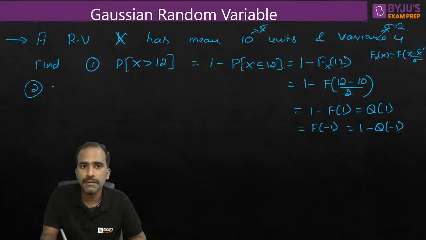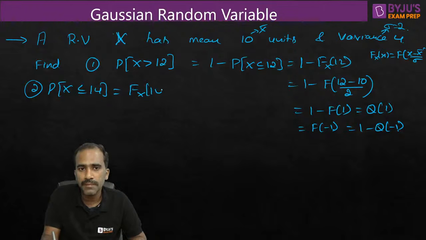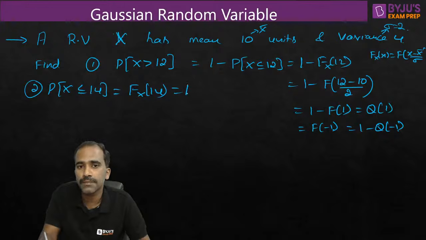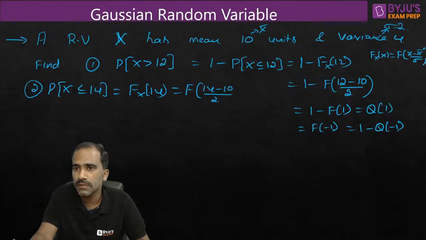Next, similarly, second question, P of x less than or equal to 14. How about this one? It is looking like Fx of 14, but this will not be available in the options. The answer is available in terms of the CDF or Q function of the normalized Gaussian. It is capital F of, so 14, subtract the mean from it and divide by the standard deviation. I'm just using this basic relation only, which is F of 4 by 2, which is capital F of 2.